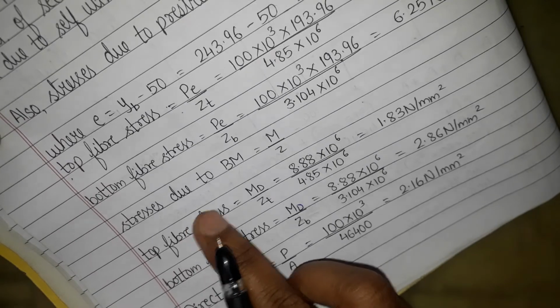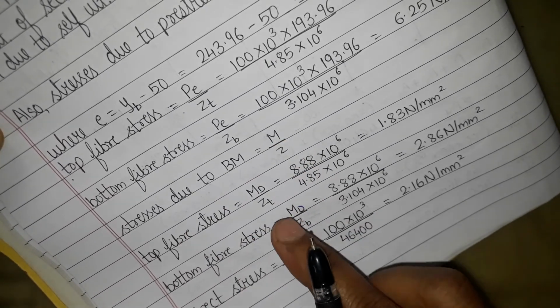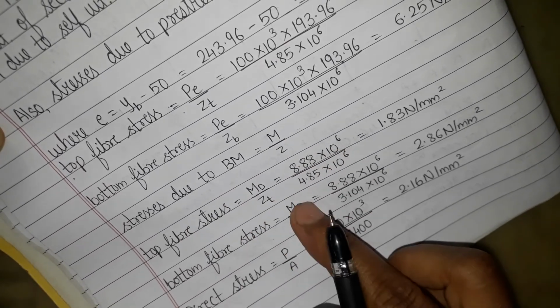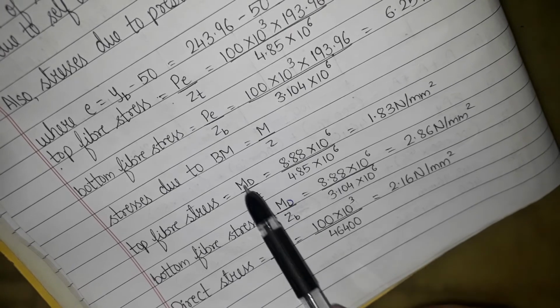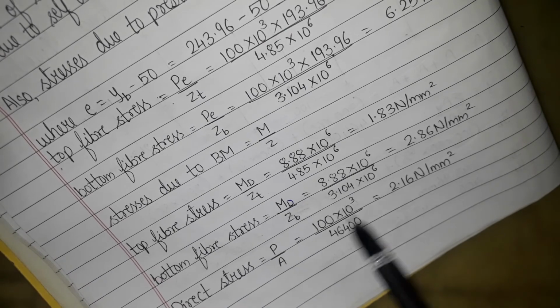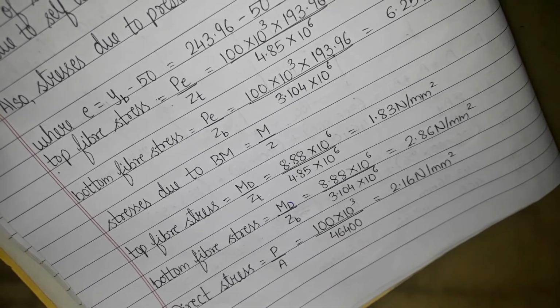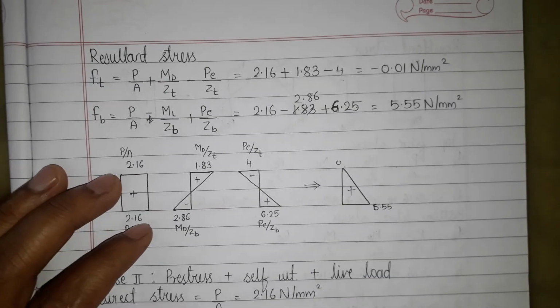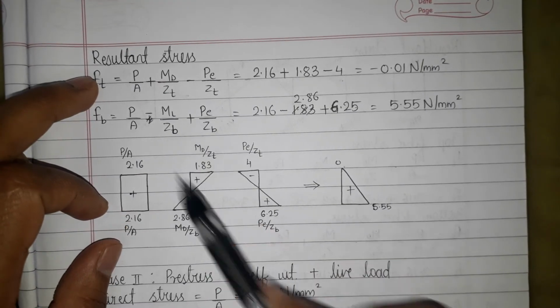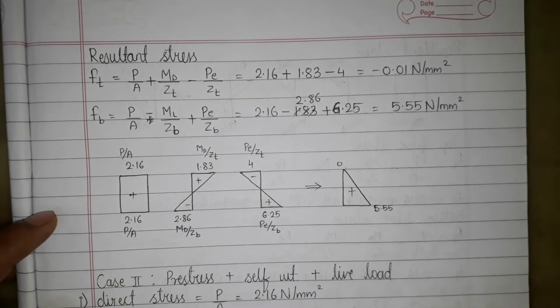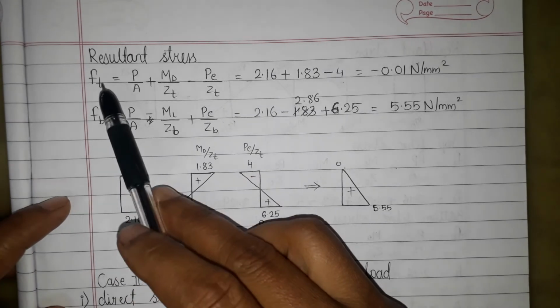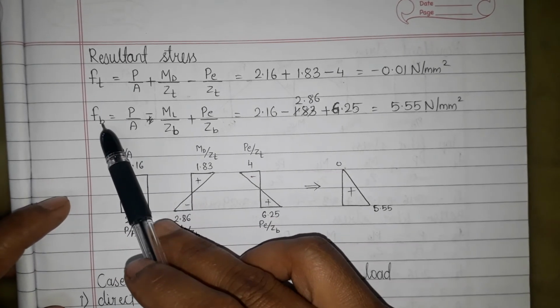Then the stress due to bending moment, that is M by Z, so MD by ZT and MD by ZB. Understood? Then P by A. So all these things you have to calculate as the required data for the solution. After that, when you come back and substitute here, that is the calculation for the resultant stress, FT and FB. FT stands for top, FB stands for bottom.